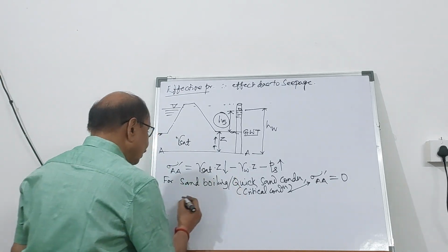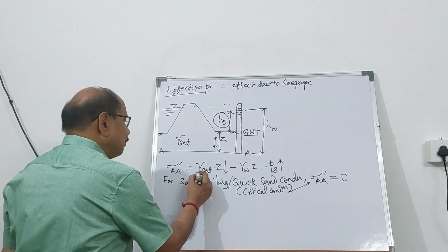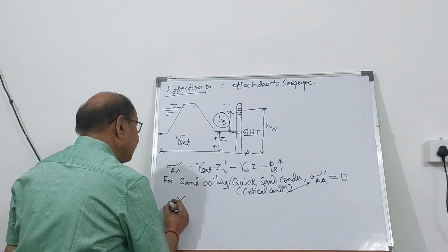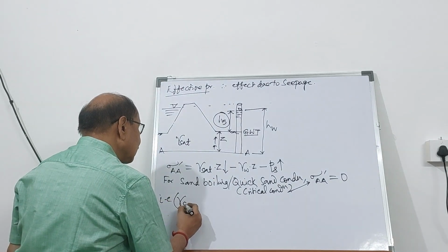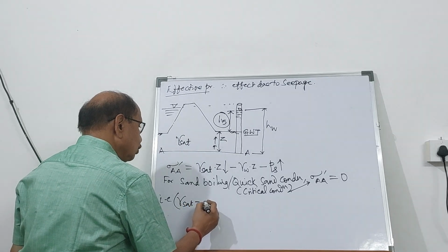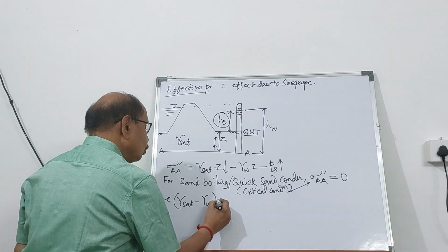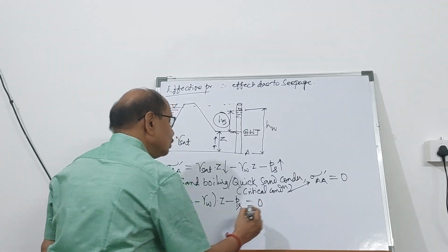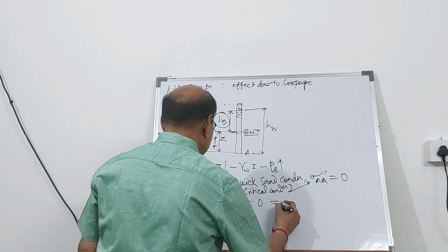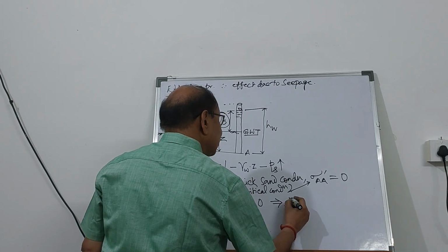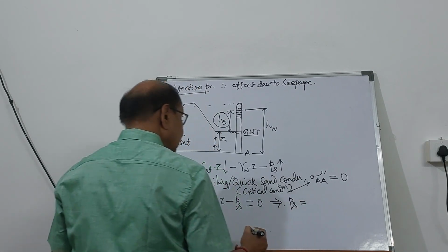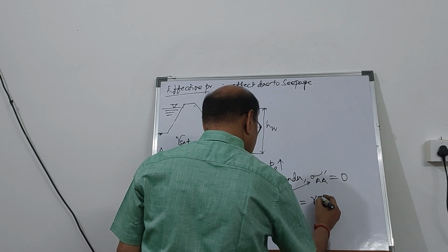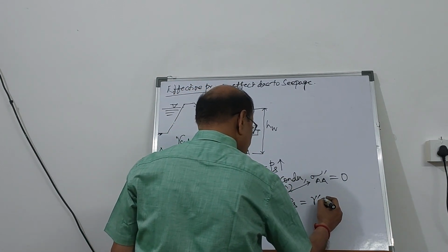So if it is going to be 0, what will happen? Then you know that gamma sat minus gamma W, that means the gamma saturated unit weight minus unit weight of water, into Z minus PS equal to 0. This implies that PS, the seepage pressure, is going to be equal to gamma prime into Z.